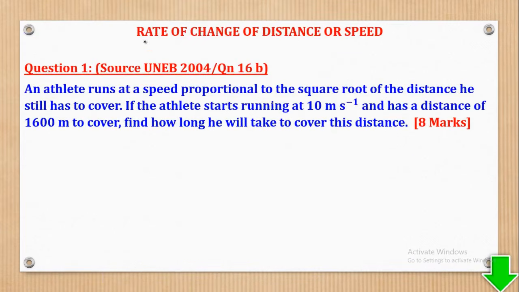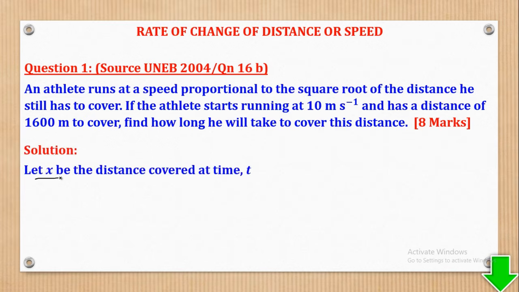So now we shall go to rate of change of distance or speed, and question 1 came from UNEB 2004, paper 1 question 16b, and it says an athlete runs at a speed proportional to the square root of the distance he still has to cover. If he starts running at 10 meters per second and has a distance of 1600 meters to cover, find how long he will take to cover this distance.